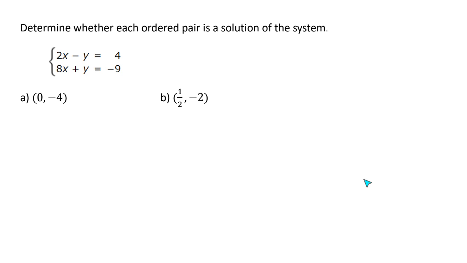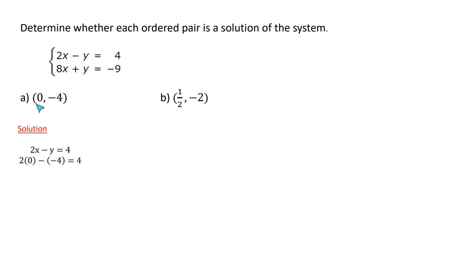Okay, so next, we want to determine whether each ordered pair is a solution to the system. Basically, we want to know if we were to graph these two lines, would this be the point where the lines intersect? To do that, we want to check each equation. So we're going to take 2x - y = 4.